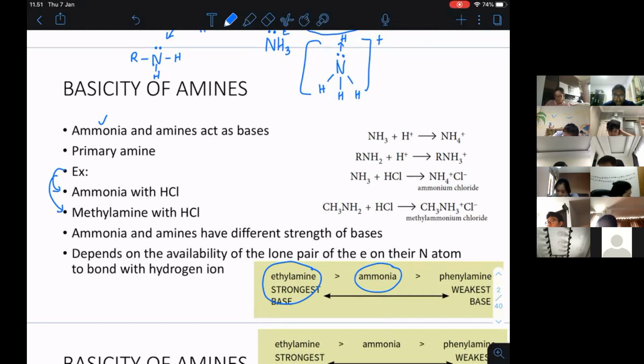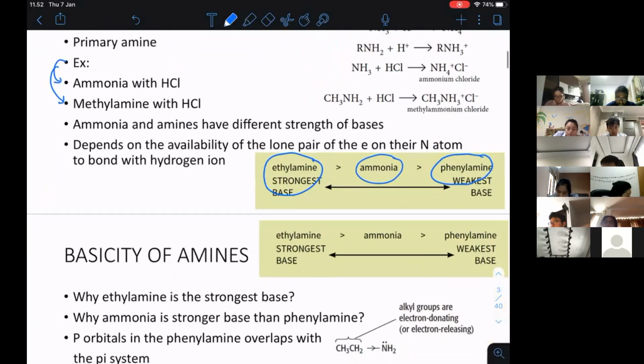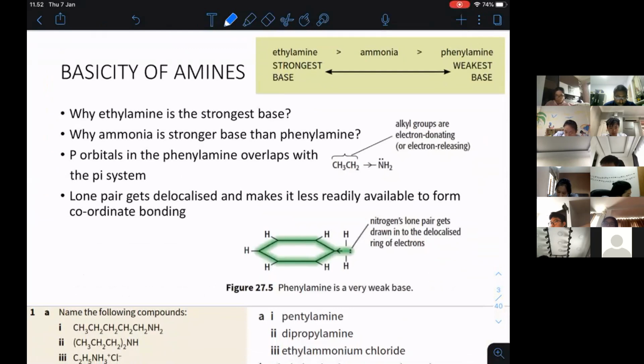So why is that? We need to know. For example, phenylamine is going to be a weak base. Why is that? The reason is that it depends on the availability of the lone pair of electrons on the nitrogen atom. So if I ask you the same question, why ethylamine is the strongest base, and why ammonia is a stronger base than phenylamine, the answer lies over here.